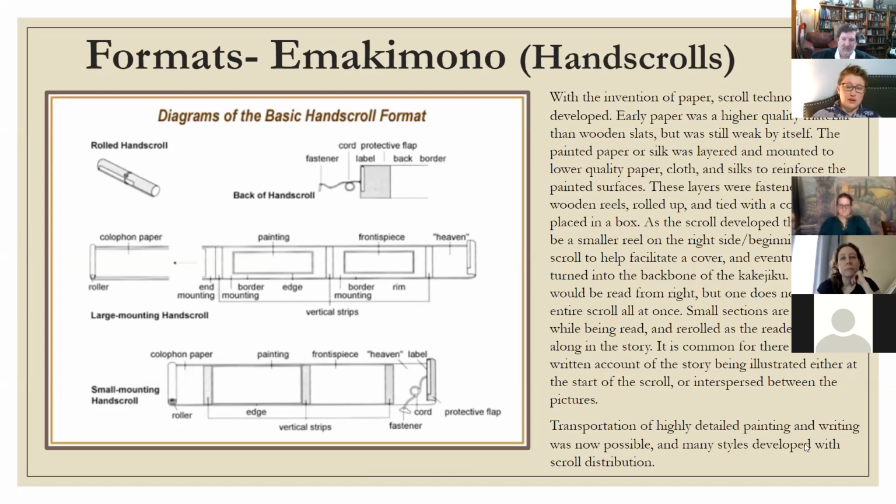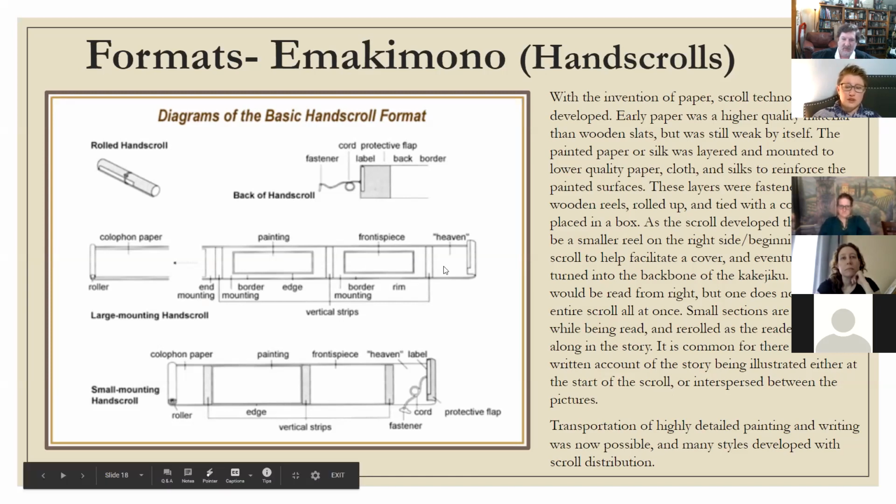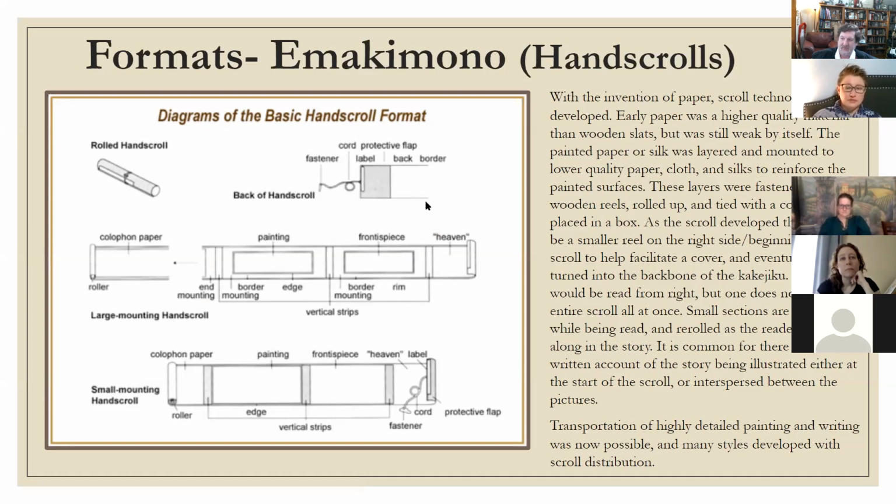So you can see right here that it says frontispiece and painting. Sometimes they'd have the writing there and then the painting, or they just have it all together at the same time. But they would keep it very separate in the early period. So transportation of highly detailed paintings and writing is now possible.